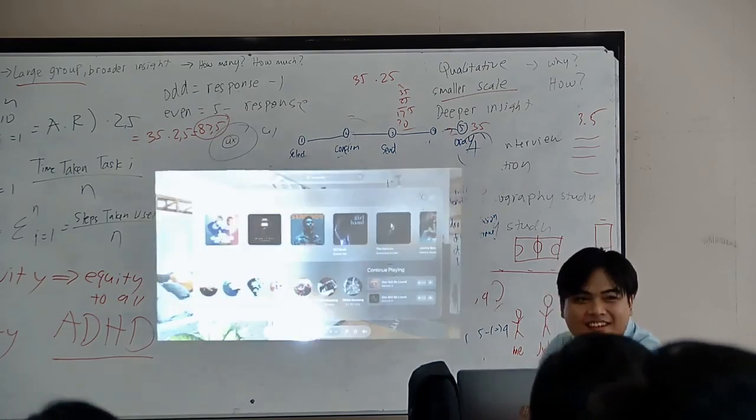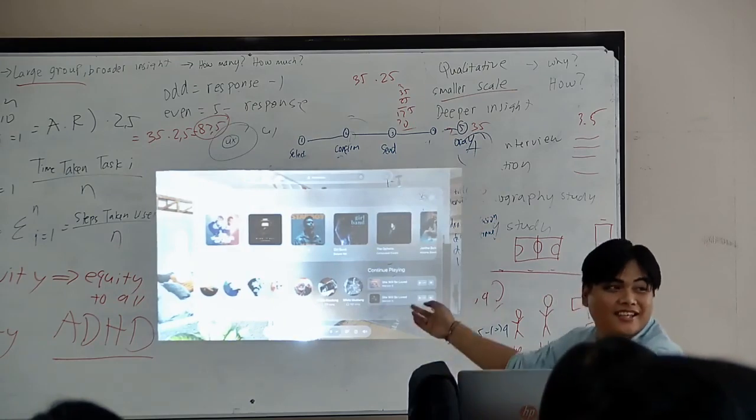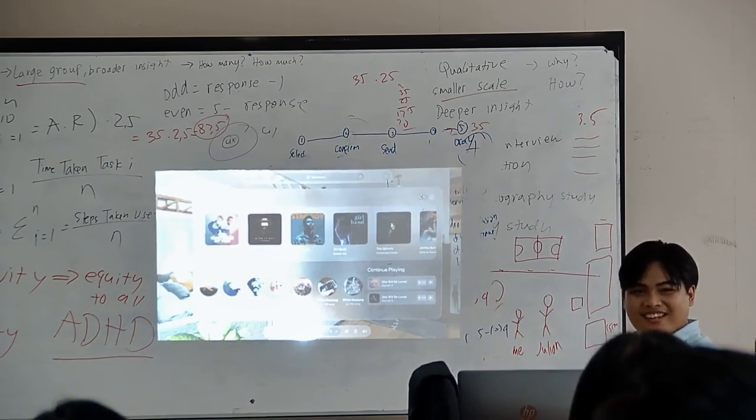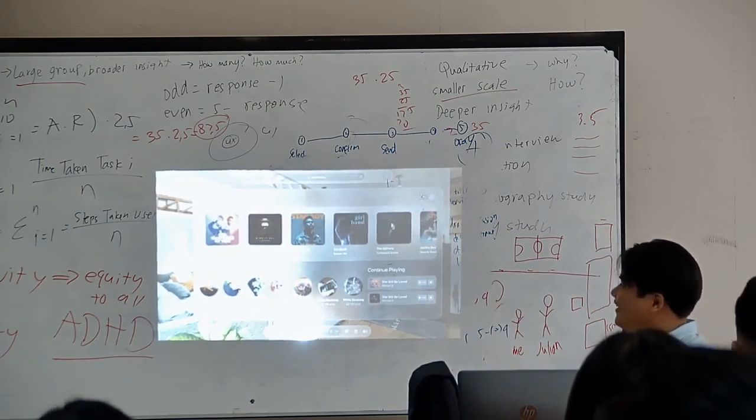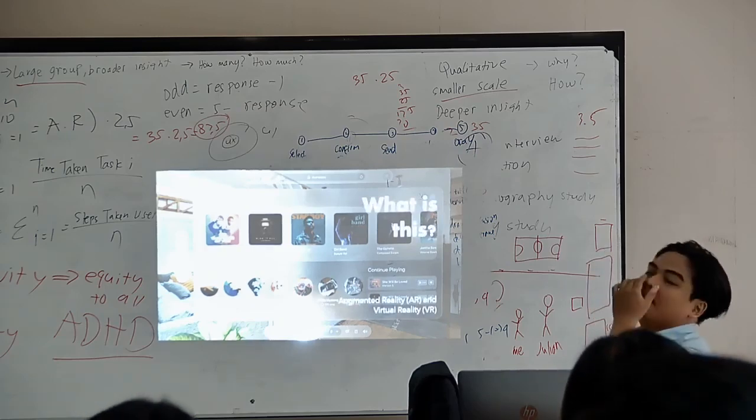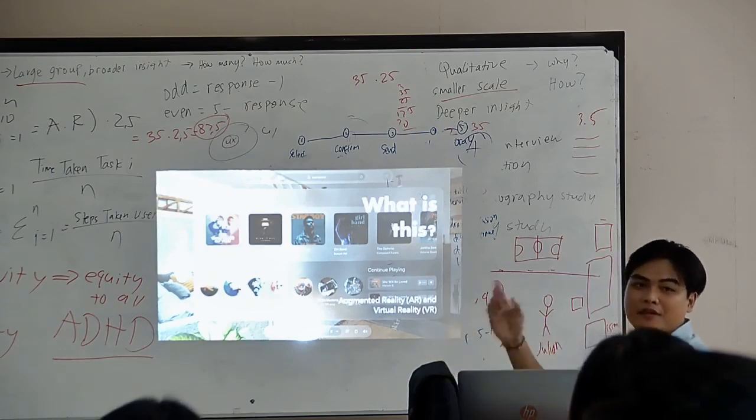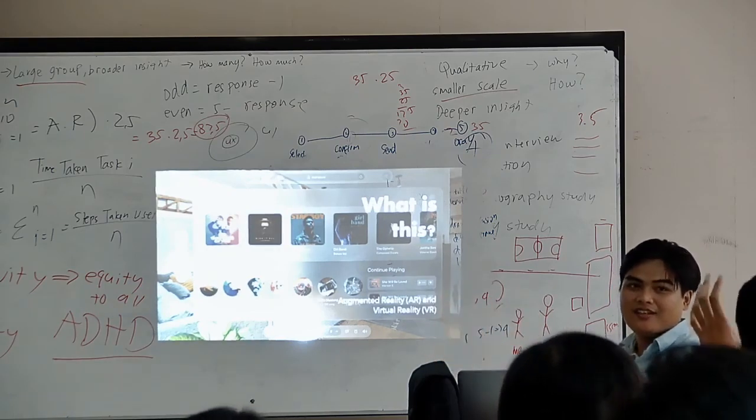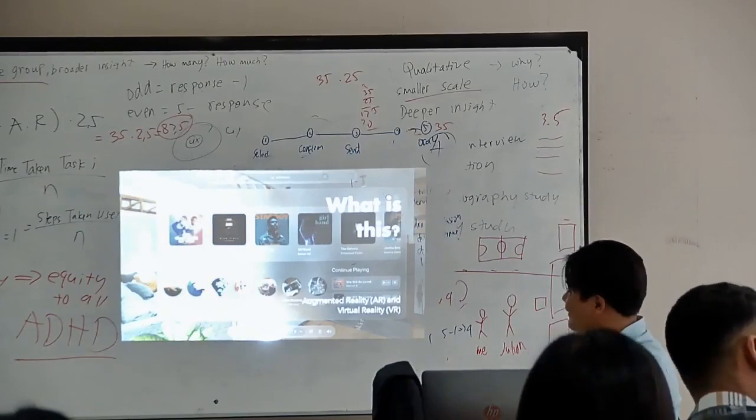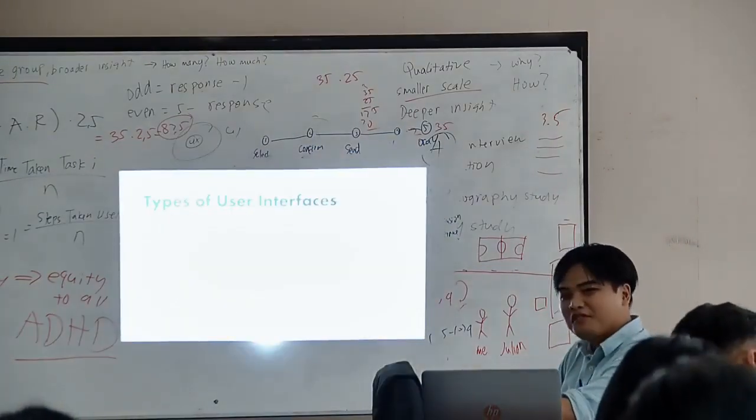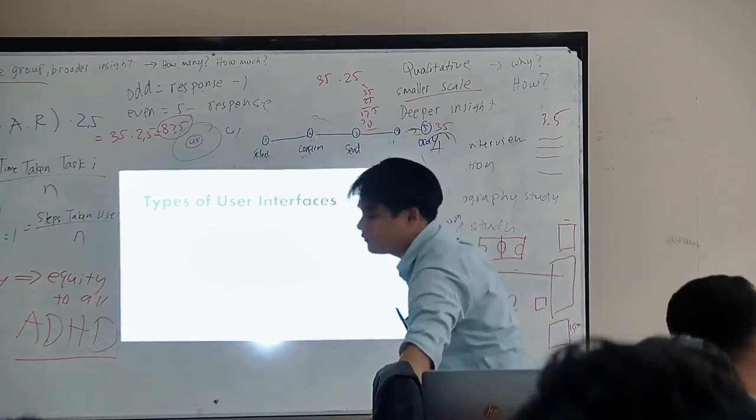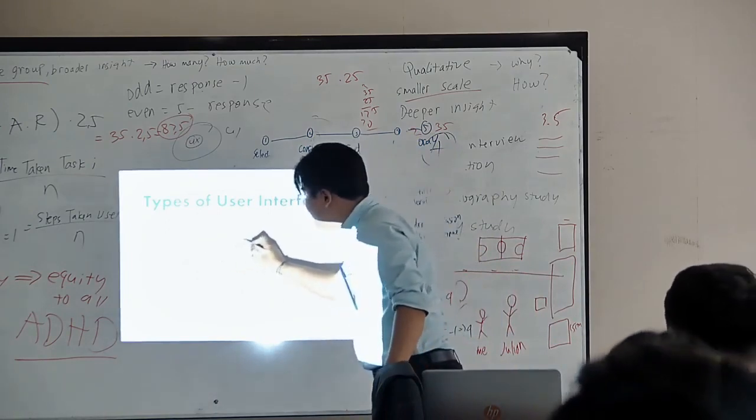How about this? What is this? Yeah, this is the implementation of AR and VR interface. This is emerging technology, maybe from now in the future. Yeah, like that. So types of user interface, there are 5. But actually, this one is part of here.